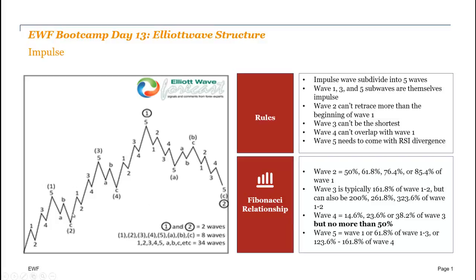So you measure from wave 1 to 3, it can be 61.8% of this leg or equal to this leg. And there are 3 different ways to measure the target for wave 5. One is equal to wave 1, second one is 61.8% of wave 1 to 3, and third one is 123.6%, 161.8% of wave 4. So it's using the external retracement here.